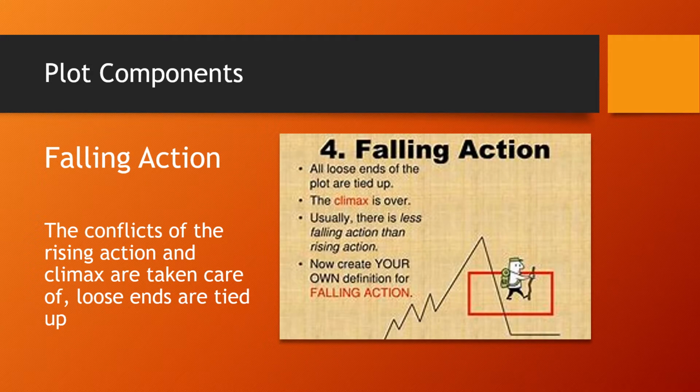The falling action is when the conflicts of the rising action and the climax are taken care of, or the loose ends are tied up. In the Three Little Pigs, this would be when the wolf falls into the boiling pot over fire.